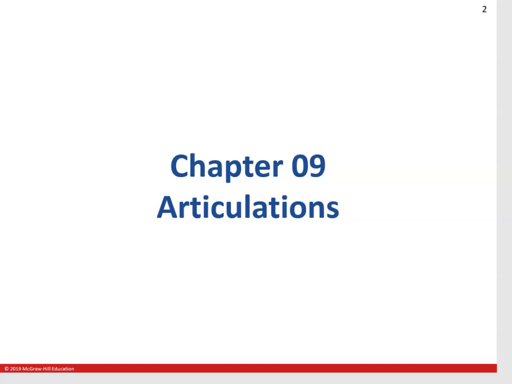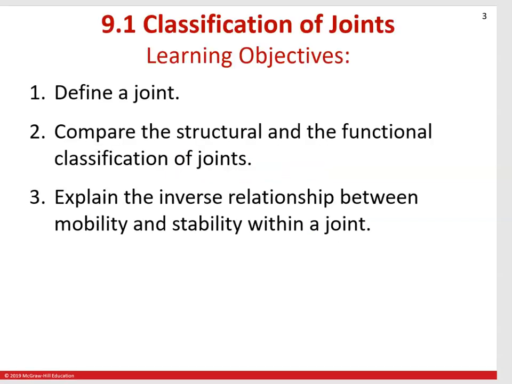This is part 1 of a screencast from chapter 9 on articulations. In this screencast, we're going to define a joint. We're going to compare and classify these joints, and we're going to see as we go through the semester that there are different ways of classifying structures. Typically you can classify structures either the way they're made structurally or by what they do functionally. So we're going to look at both the structural and functional classification of joints. And we're going to look at the relationship between how mobile a joint is and how stable a joint is.